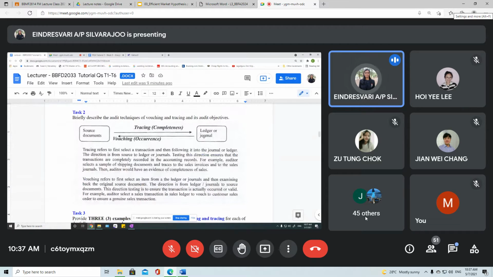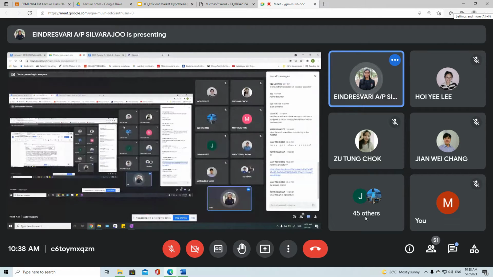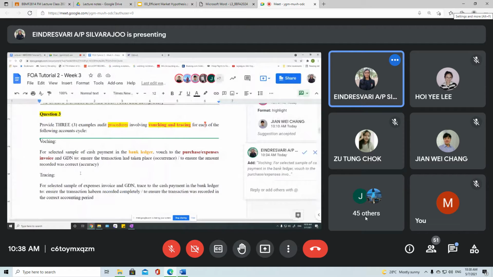So that's why if you look at vouching, from ledger to source document is to ensure occurrence. From source document to ledger is tracing. Tracing is to ensure completeness. There are a few objectives. Not only occurrence and completeness, but there are a few others also. So this is the assertion. Are you clear now?